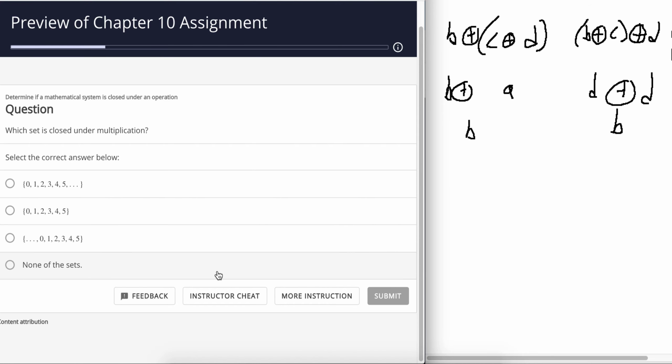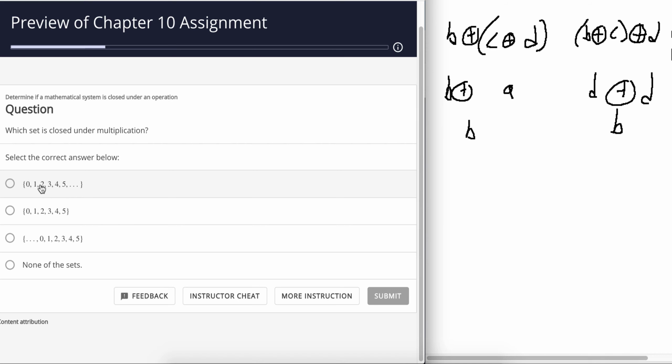Okay, remember closed under multiplication. That means you can multiply any two elements in the set and get another element that's in the set. Like this one is not closed, because 5 times itself, or 5 times 4, makes 25 or 20. Those are not in the set, so that's not closed. Same here. 5 times 4 makes 20. 20 is not in the set, that's not closed. 0 times 1 is 0. That's in the set, so that's closed.